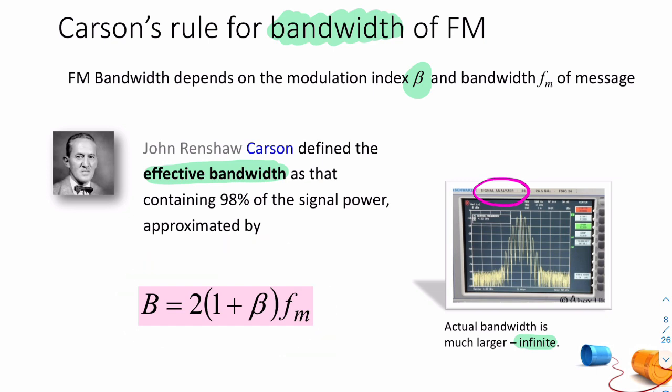It's just an easy way to relate the bandwidth used to the modulation index. And remember, in AM, the bandwidth is related only to fm, whereas in frequency modulation, the depth of modulation does make a difference because it affects the frequency deviation and the frequency swing.